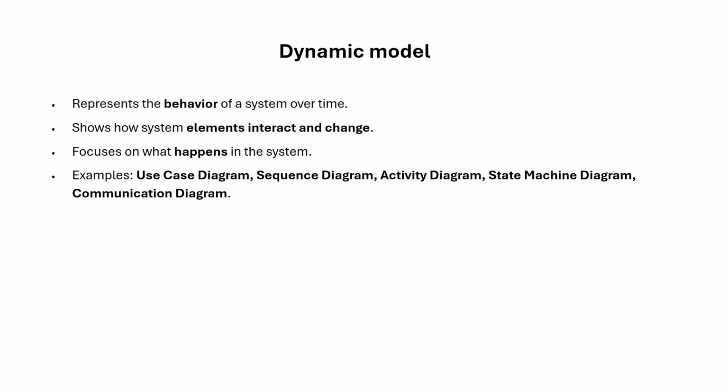So far I covered some examples of the static model, which shows the structure of the system. Now we will be covering the other part of models in the Unified Modeling Language, which is called the dynamic. Dynamic shows the actual behavior, what happens when the system runs. It shows the elements that are communicating with each other, capturing the running behavior. Some examples of the dynamic models are the use case diagram, sequence diagram, activity diagram, state machine diagram, and communication diagram.